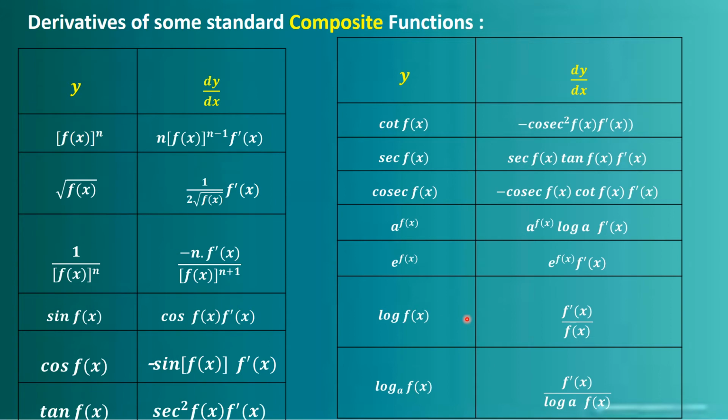Log f of x: derivative is 1 by f of x into f dash x. Now log f of x to the base a: derivative is 1 by log a, f of x into f dash x. You have to learn this formula.